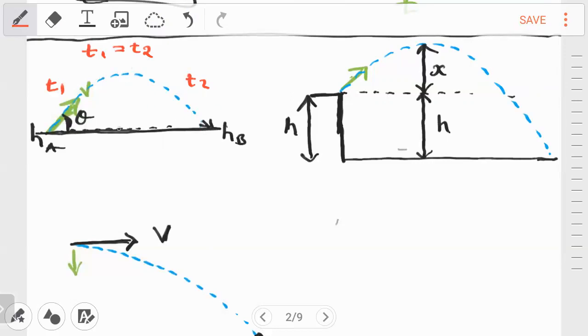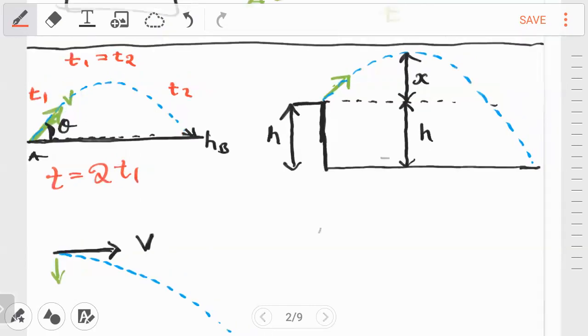To get the total time t, just double that time for going up. This is going to give you the total time. This, of course, is only when it lands on the same level. Now, how about the second case, where it lands a little bit lower?